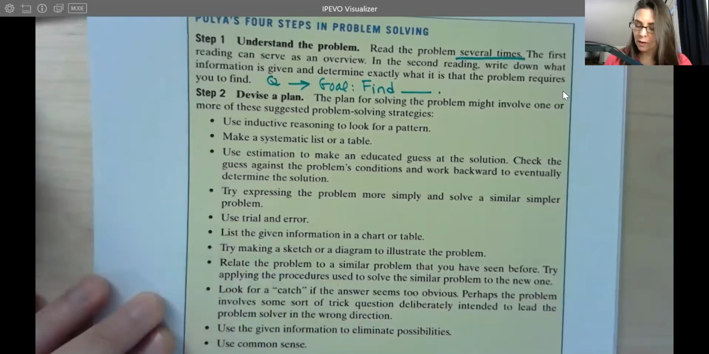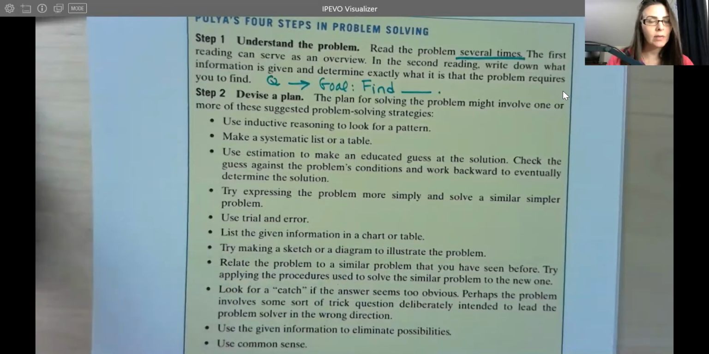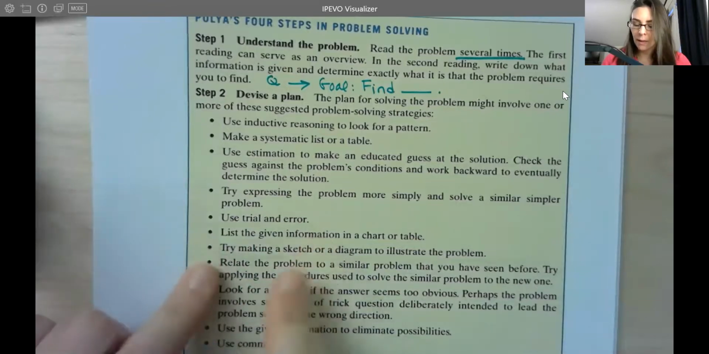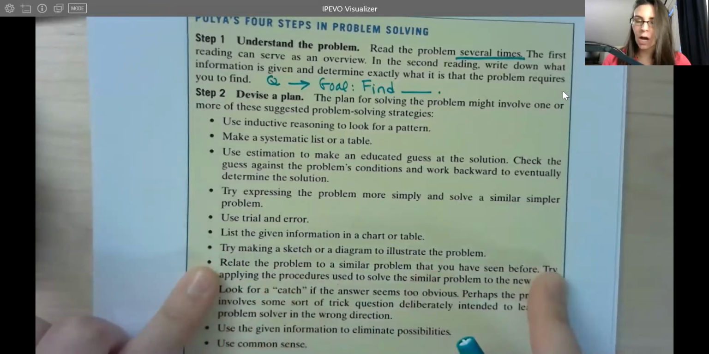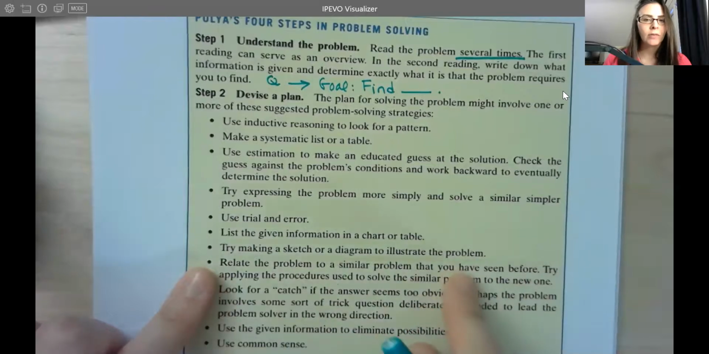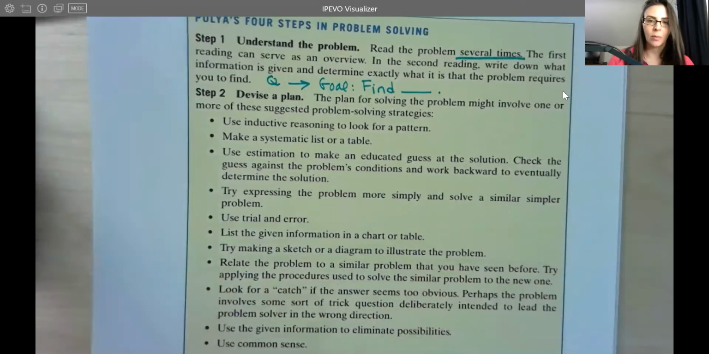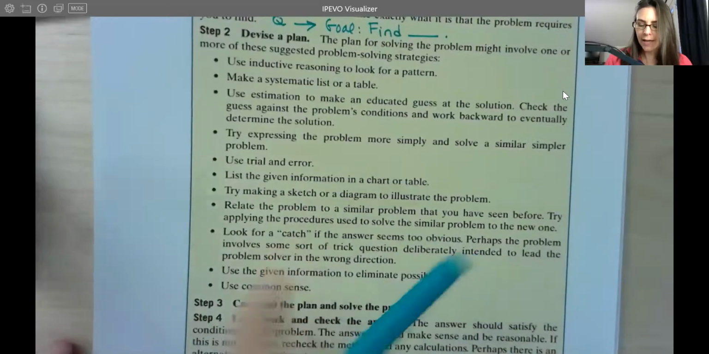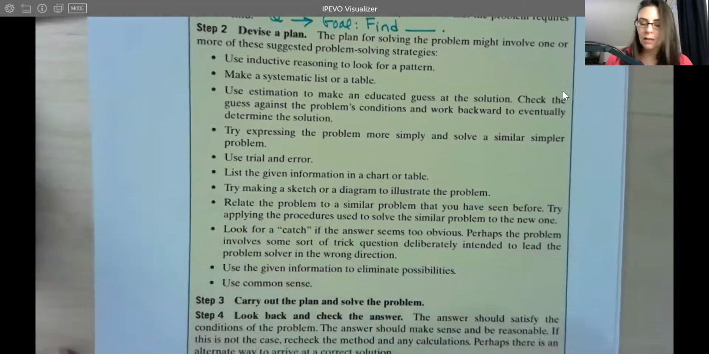Relate the problem to something that you've already seen before. If you've seen a similar style problem in this video, let's say when you're doing your homework, go back to this video, go back to your notes, see if you can figure it out. Or maybe it's a different topic, but you're like, oh, I've seen that before. I know I've done that, even though it was this topic, not this topic, right? So you can use what you already know. Look for a catch if the answer seems too obvious.